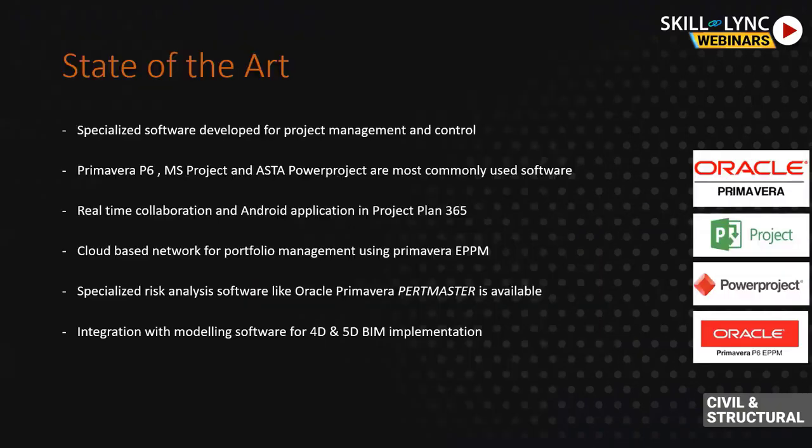Now, coming to the state of the art, there are a lot of specialized software in the market right now for project management and control. Primavera P6, MSP, and Power Project are the most commonly used. We can also do real-time collaboration and use an Android application in Project Plan 365. Yes, you can do it through your mobile as well. You can do real-time collaboration with multiple team members.